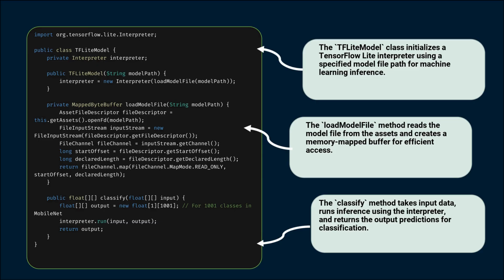Finally, the classify method takes a 2D float array as input and prepares an output array to hold the results. This method calls the interpreter's run function to execute inference, returning predictions based on the input data. This foundational structure allows developers to integrate advanced TensorFlow functionalities into their Android applications seamlessly.